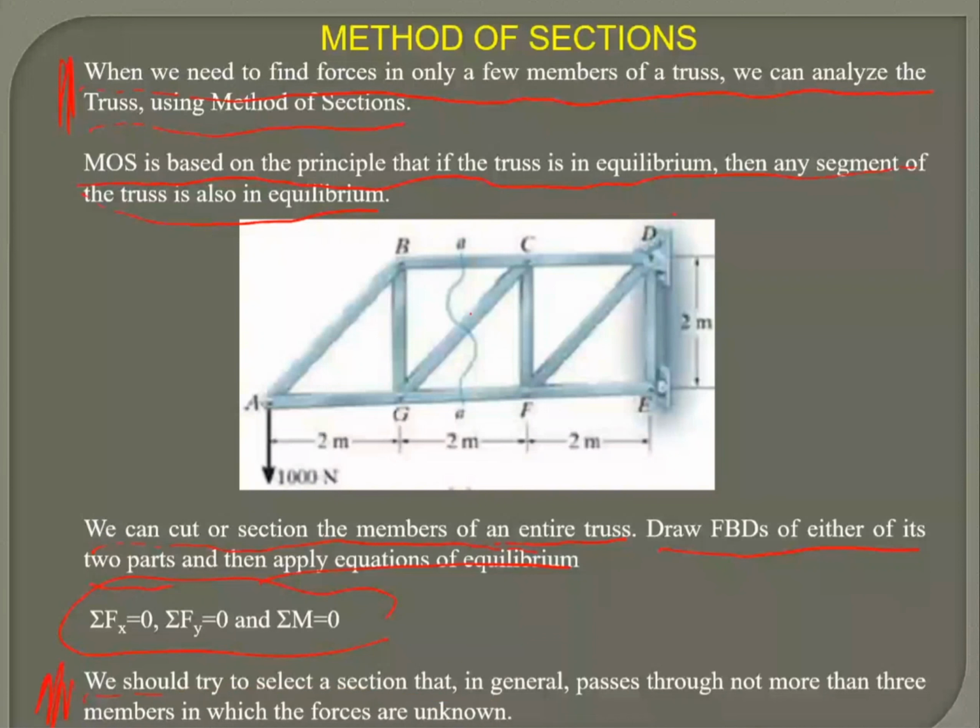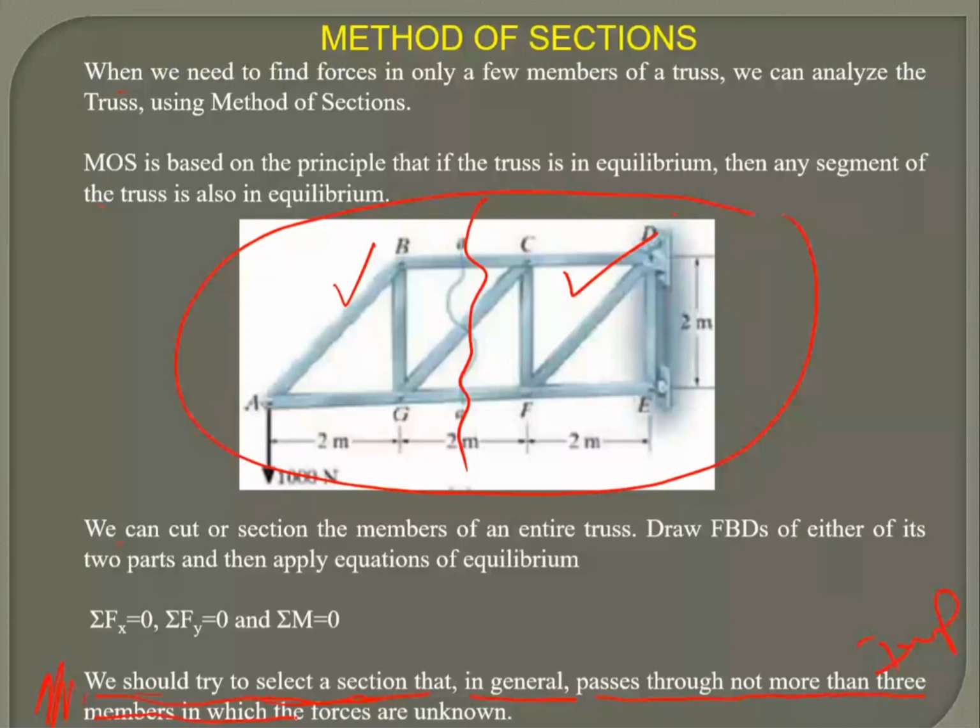We should try to select a section because look, let me get rid of this. Sorry, just a second. So if I am looking at this, and I cut it off. It says we should try to select the section. Which section are you going to select? This one or this one? So it says here we should try to select a section that, in general, passes through not more than 3 members in which the forces are unknown.